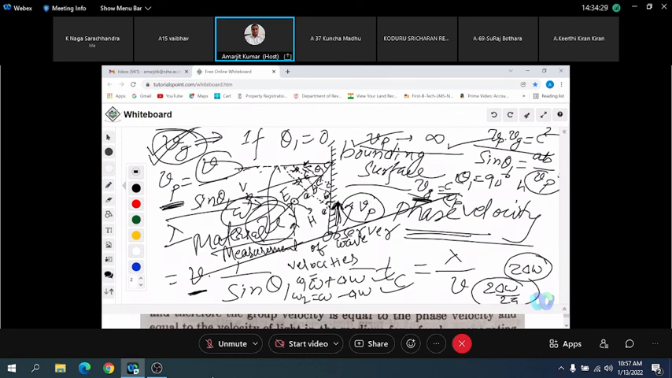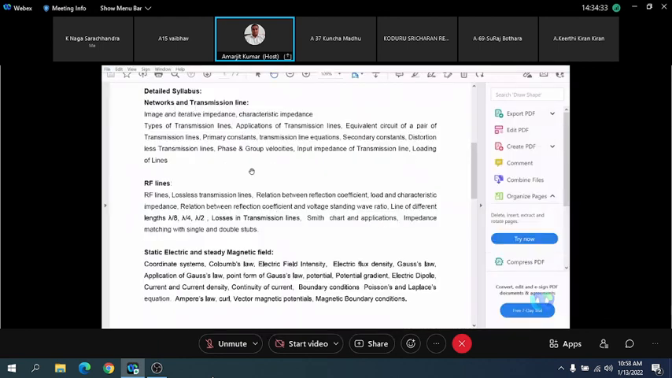Now one more thing. See here. In your syllabus: phase and group velocity, input impedance already done; loading of transmission line, lump loading, continuous loading, patch loading, three types of loading of transmission line we have discussed. Phase and group velocity, distortionless transmission line, delay distortion, frequency distortion, phase distortion, this is discussed. Primary constants R, L, C and G, secondary constants alpha, beta and Z0, or gamma and Z0. So all these things I have done.